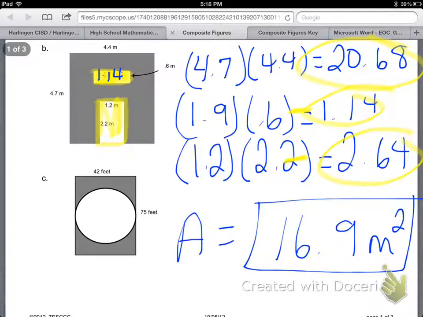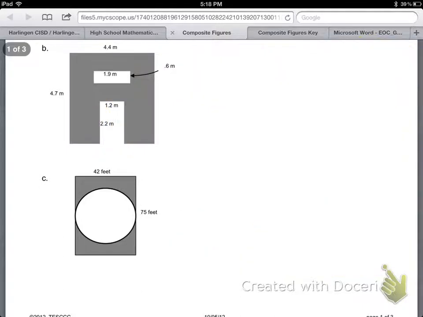Now, to find the perimeter, you just add all the sides. That one's easier. Okay, now for the perimeter, just think if you're going to walk all the way around. All of this you're going to walk. That's what you're trying to do. You're trying to find the perimeter of the entire thing. And that should be pretty easy. You're just going to add everything. So from right here to right here, 4.4.